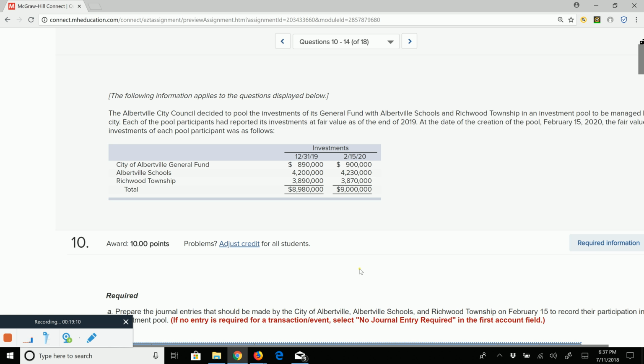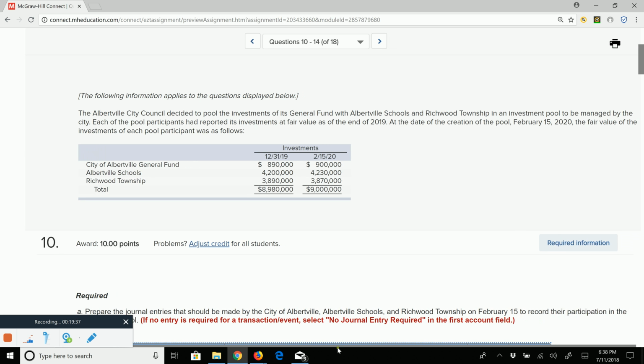All right, so we have three governments that are getting together, and they're going to pool their investments. We have the city of Albertville, the Albertville School District, and Richwood Township. So the three governments get together. They decide to pool their investments to invest together for efficiency purposes.